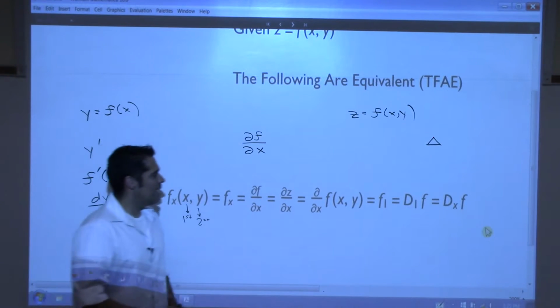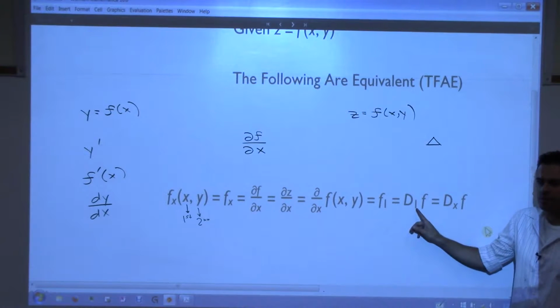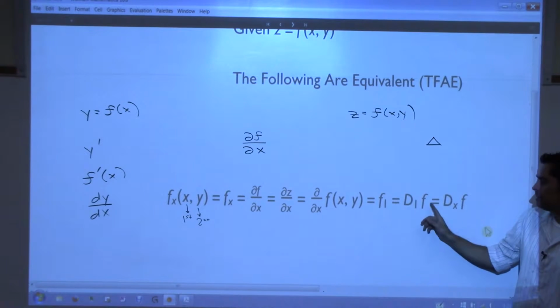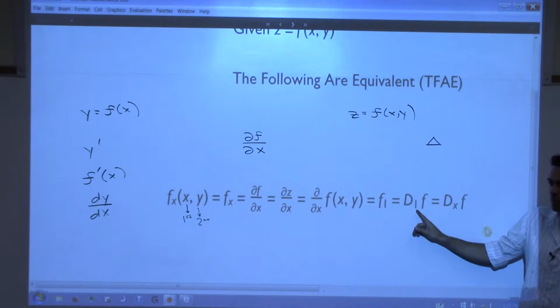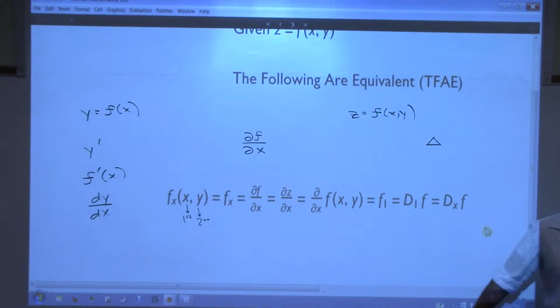And then you can have capital D, capital D sub 1, same concept. This just means derivative or differential. This is the differential of the function f with respect to the first variable. And then finally, capital D sub x of f. So these are all these great different notations that we can use. All right?